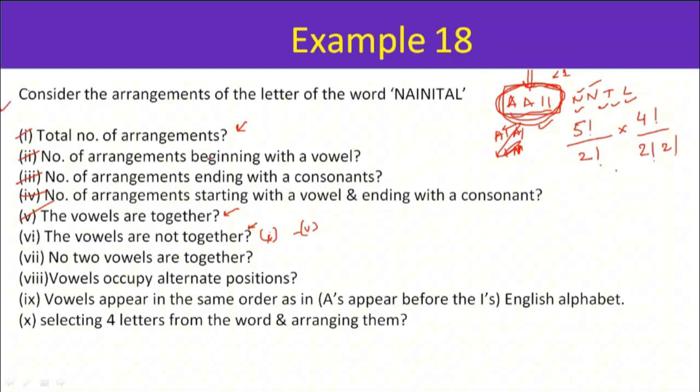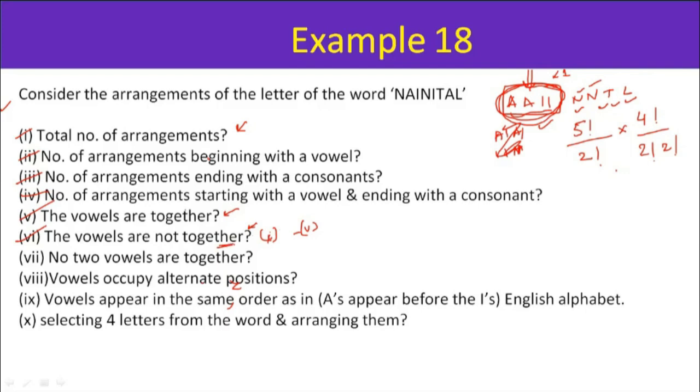Then let's move to the 7th one. See, no 2 vowels are together. Now I want someone to explain me the meaning of this sentence. How is 7th question different than the 6th question? What is the difference between question number 6 and 7th? Question number 7 says no two. So see, question number 6 is the vowels are not together, which means all the vowels are not together. It can happen, right? This is that all the vowels are not together.